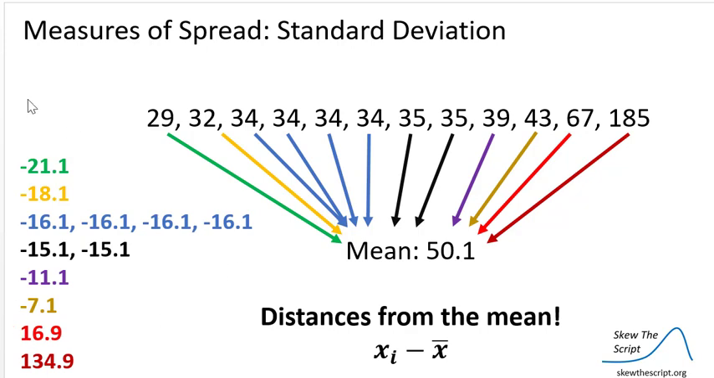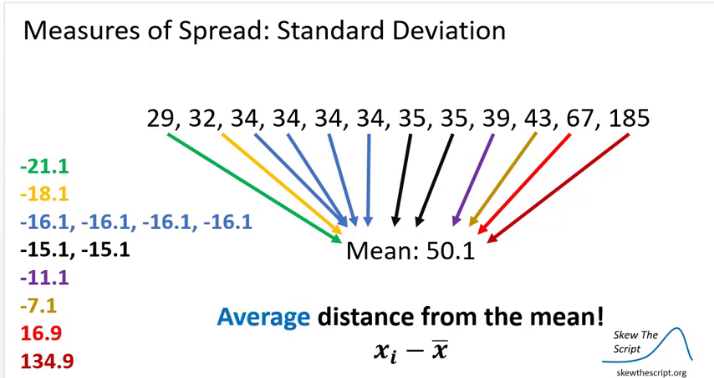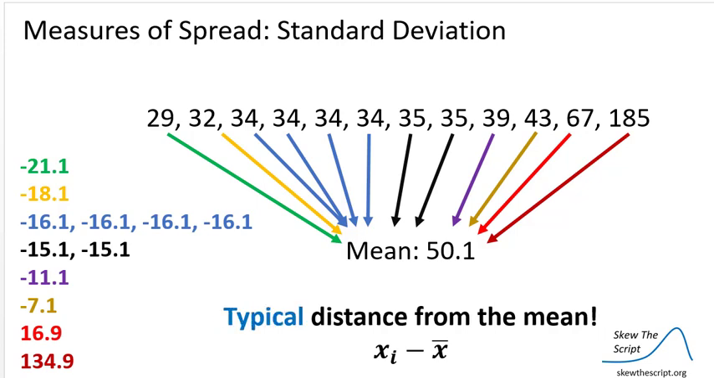But essentially, if you think about all these values, we have lots of negatives and some really big positives. Essentially, they're going to cancel each other out. So the standard deviation is actually talking about what is the average distance from the mean. So how far would these normally be from the mean? Or the typical distance from the mean is what we should say.